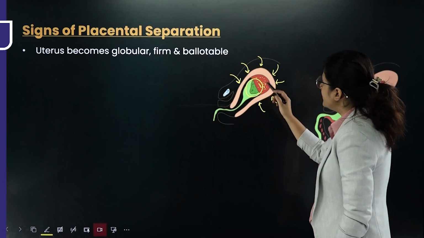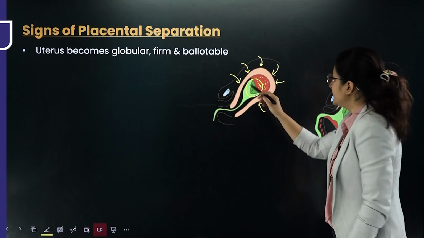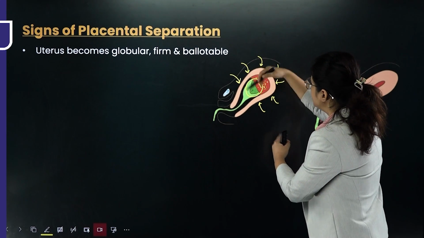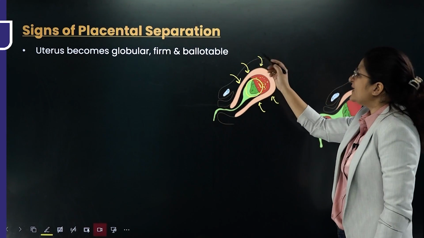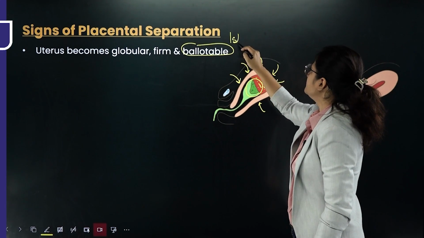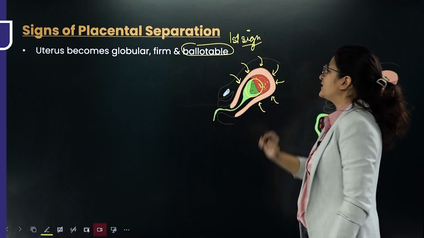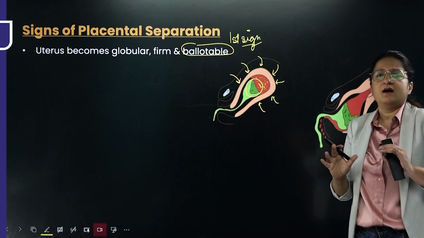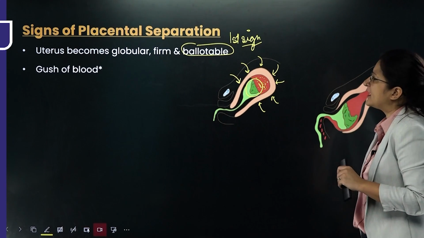And initially it also becomes ballotable on per-abdominal examination, okay? So blood inside the uterus and then a ball-like mass, that is the placenta here. So the ballotability is there. But this is, yes, the first sign. But it becomes clinically very difficult to actually appreciate, especially when the woman is obese, and it's a very subtle sign which can be missed.